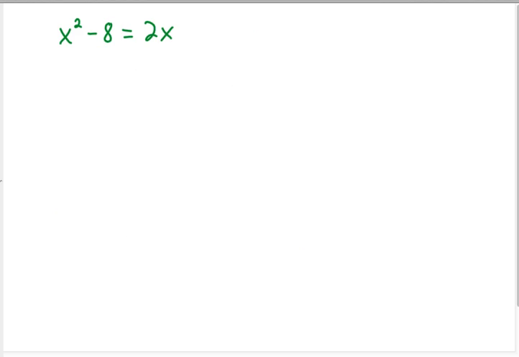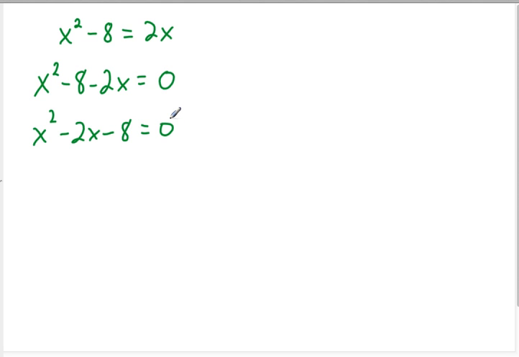So let's use that in an example that we'll go ahead and solve. The first thing we have to do before we use the quadratic formula in this case is set it equal to 0. So we have x squared minus 8, and if we subtract 2x from both sides, we get 0. Now, before we begin, we're going to need to put this in standard form. So x squared minus 2x minus 8 equals 0. Make sure that the signs go correctly with everything.